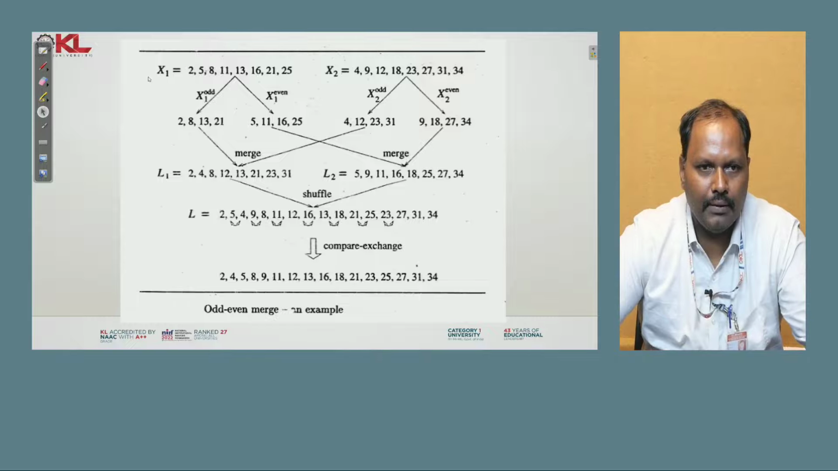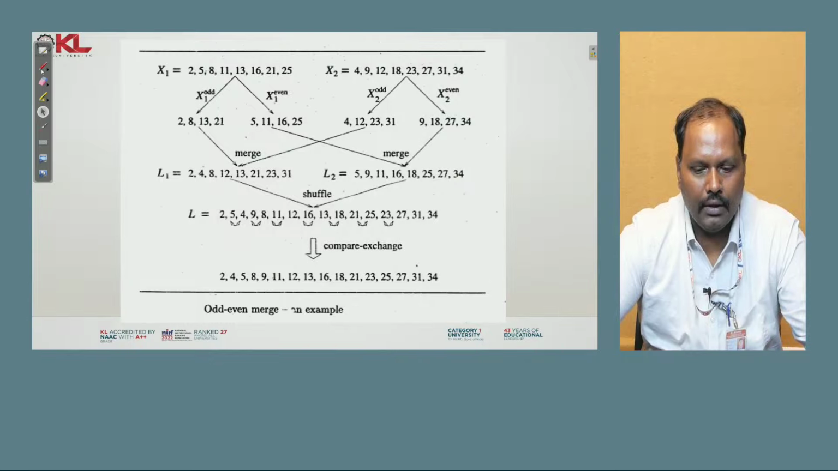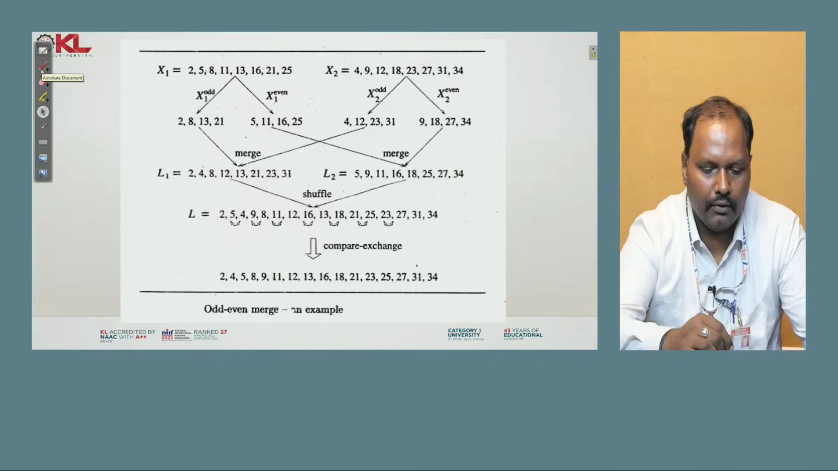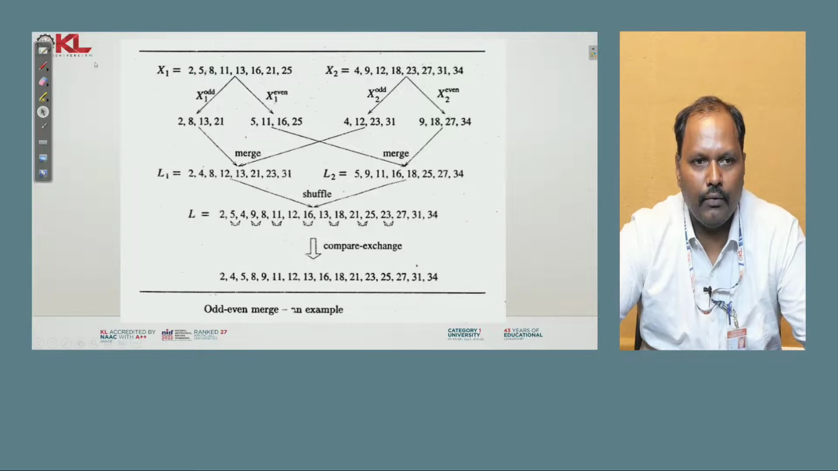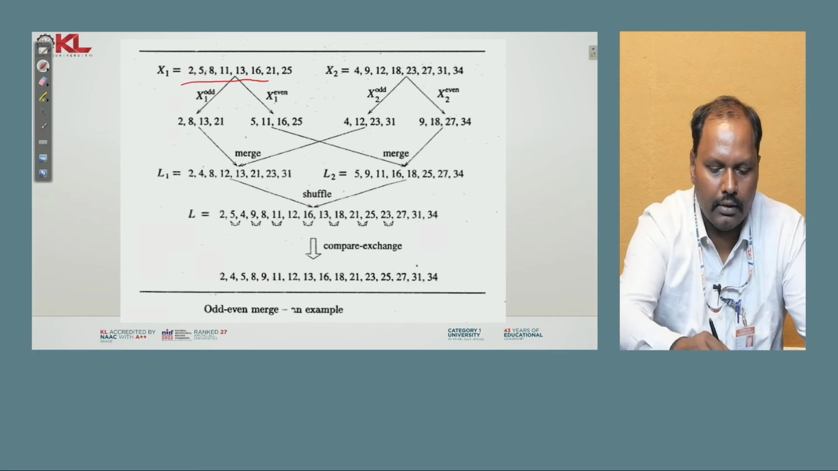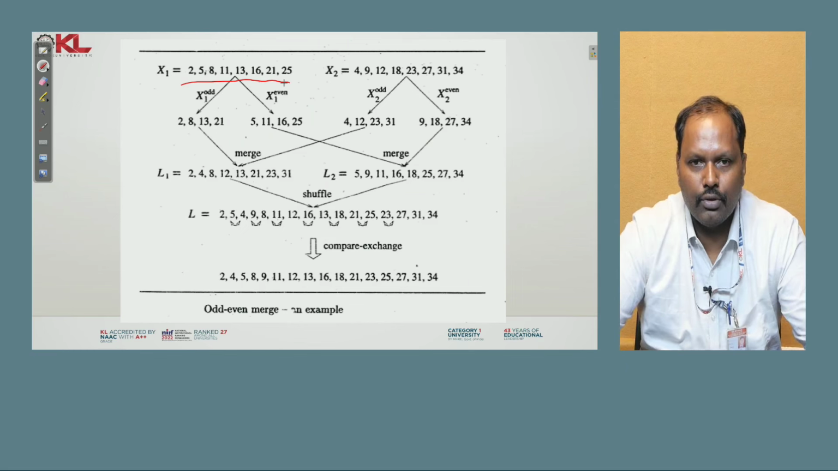Now coming to this, x1 has data. x1 is equal to 2, 5, 8, 11, 13, 16, 21 and 25. This is the data we have, and x2 is equal to 4, 9, 12, 18, 23, 27, 31, 34. So there are two sets available in this position.